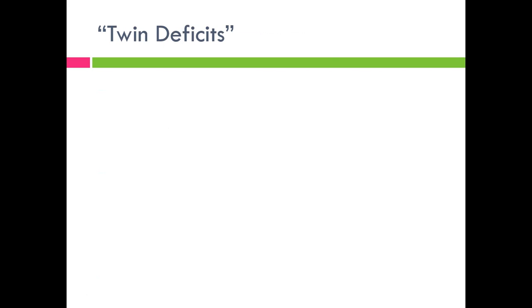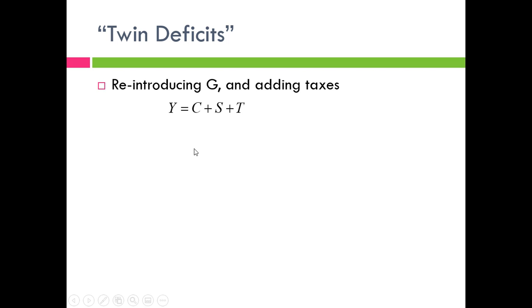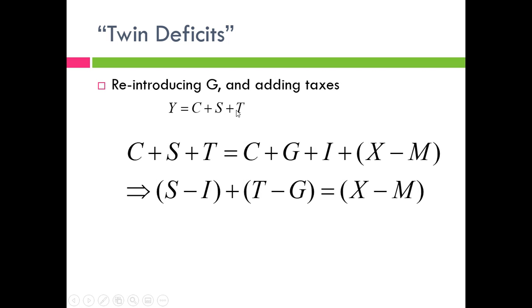All right, now we can bring government back in. Let's bring government into the equation, don't cross it out. And now every dollar of income can be consumed, saved, or paid in taxes. So now we have three parts: consumption, savings, and taxes, equal to consumption, government, investment, X minus M. Cross out the consumption because they cancel out. Bring I over here. S minus I plus T minus G is X minus M.